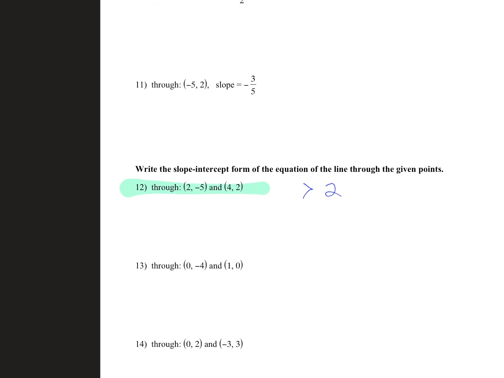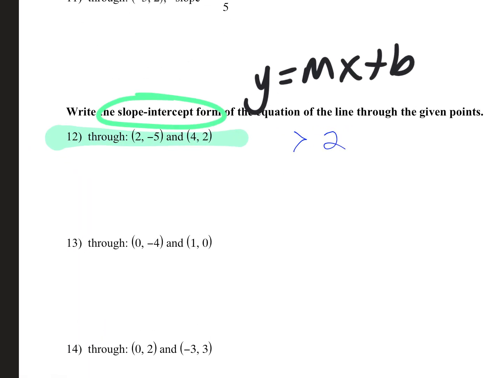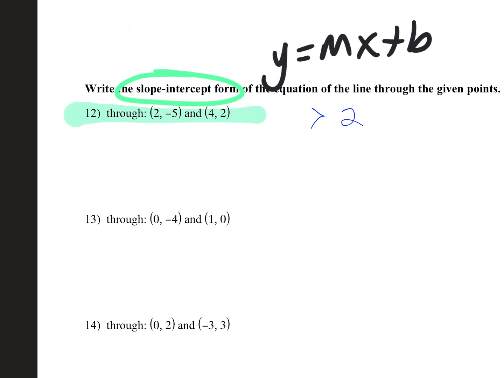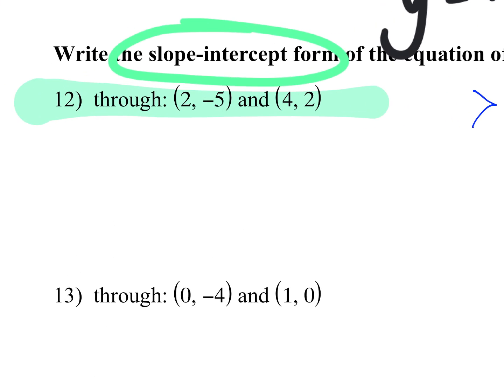All right, write the what kind of form? Slope-intercept. Write y equals mx plus b. So you remember, slope-intercept form of the equation through the given points. You're going to have 2 of these kinds. Same exact thing, guys. You need 2 things to write the equation. You need your slope and you need your y-intercept. How can I find the slope if they give me 2 points?